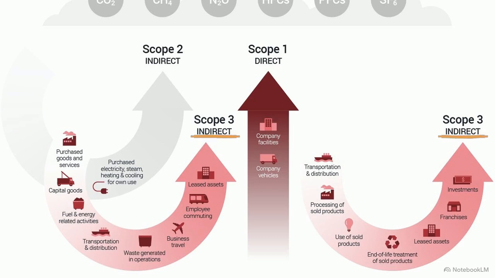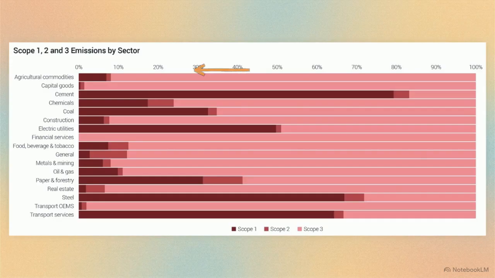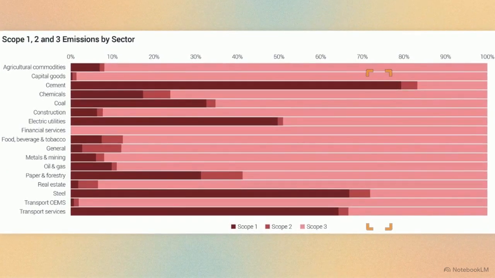These divide into two loops: upstream, for everything before production, and downstream, for everything after it is sold. This chart shows that for almost every industry, from retail to construction, Scope 3 dominates the total carbon footprint. The indirect activity in the supply chain creates far more pollution than the factory's own daily operations.